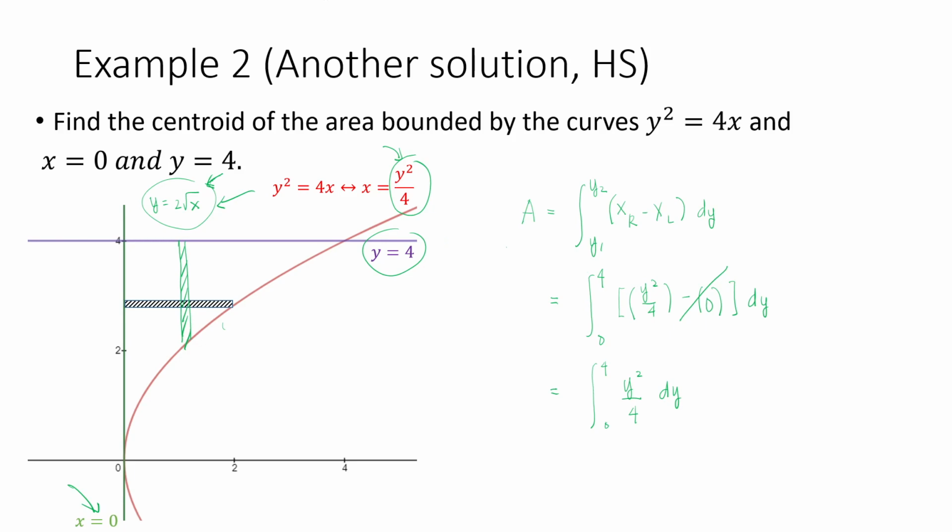So again, try to make your lives easier by choosing simpler methods. So the area would still be 16 over 3. If you are given the chance to solve it using both methods, try to choose the easier strip. And I think you can determine that if you convert the equation in terms of x and in terms of y.